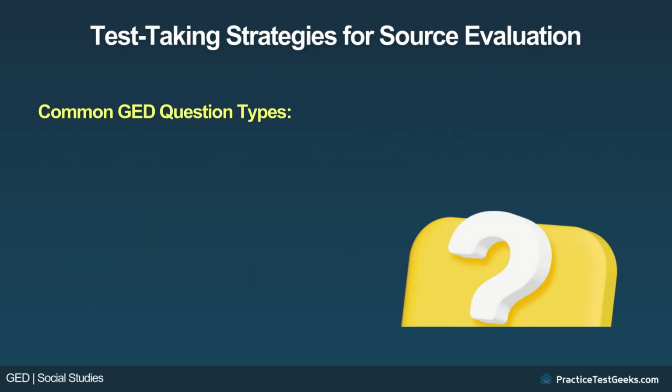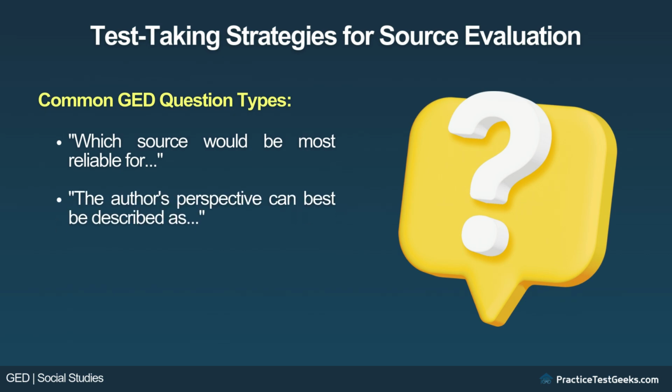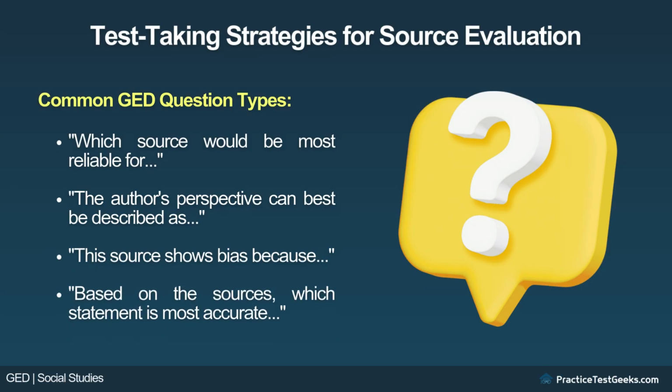You'll encounter these common GED question types. "Which source would be most reliable for" requires you to evaluate credibility factors. "The author's perspective can best be described as" asks you to identify the author's viewpoint or bias. "This source shows bias because" tests your ability to recognize bias indicators. "Based on the sources, which statement is most accurate" requires comparing multiple sources to find supported conclusions.